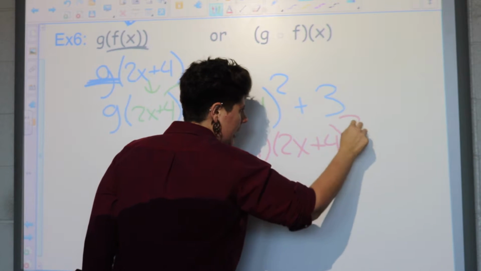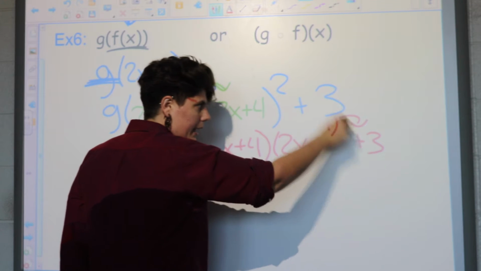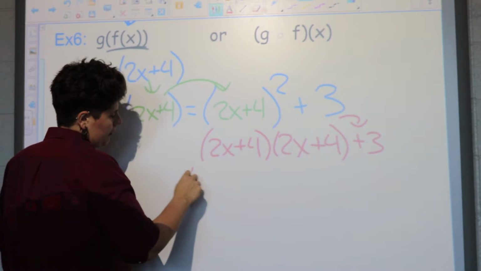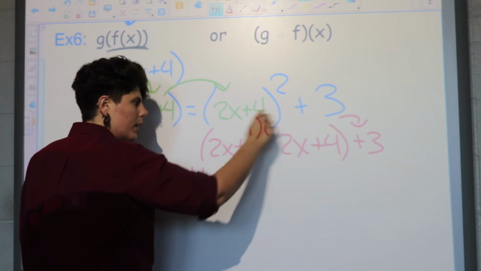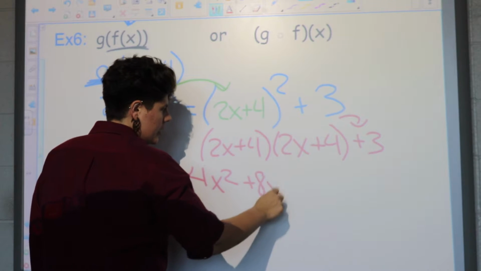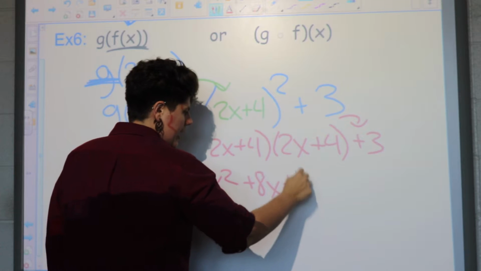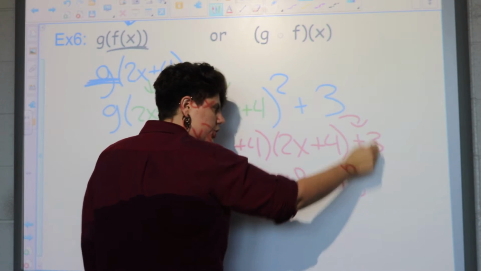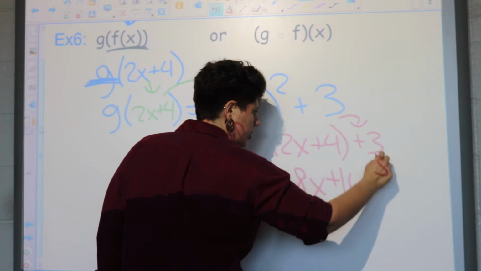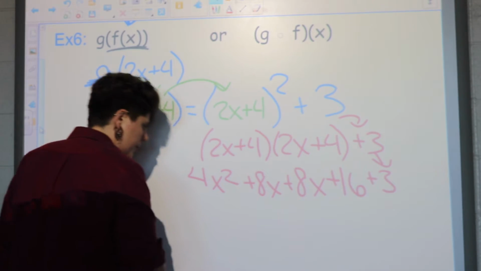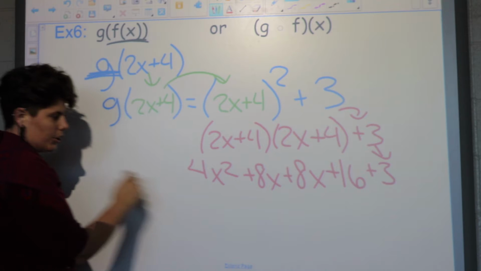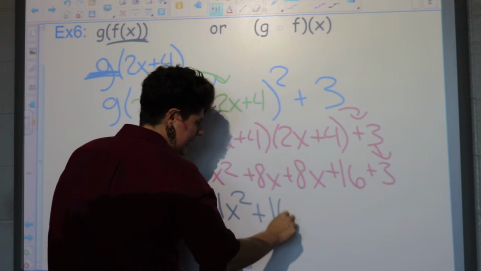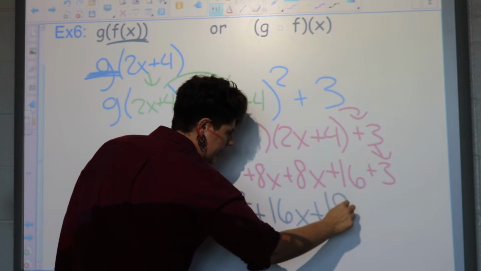Go ahead. Don't forget to tack on that plus 3 there on the end because I had it out there before. So 2x times 2x gives me 4x squared. 2x times 4 is plus 8x. 2x times 4 is plus 8x. 4 times 4 is 16. And of course, don't forget to bring down that plus 3. It's still hanging out there. I can combine like terms, which means I now have 4x squared plus 16x plus 19.